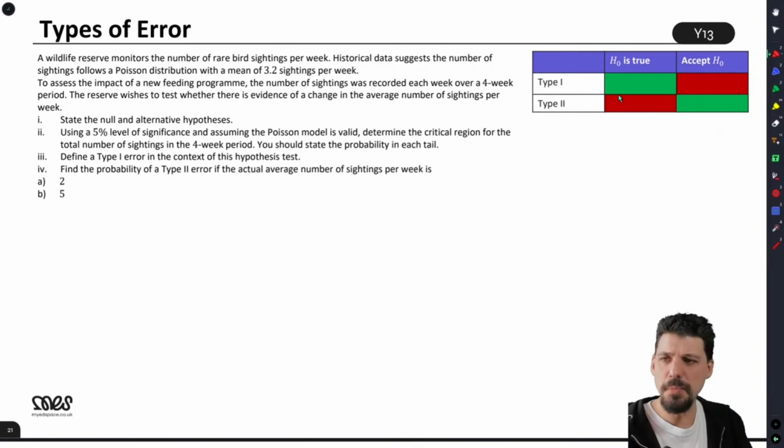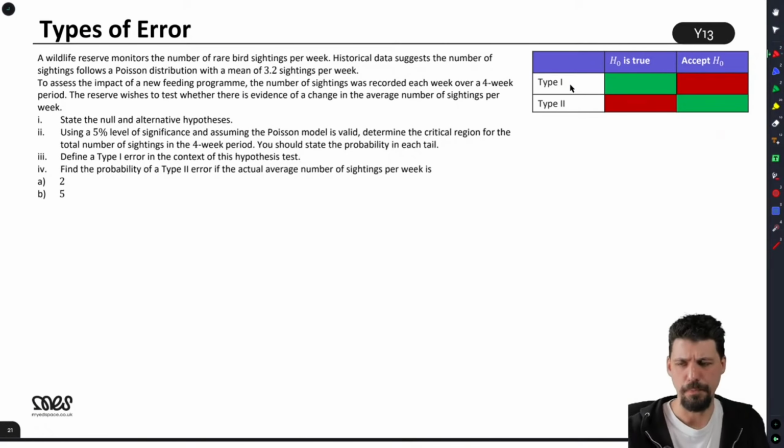Right, types of errors. This is my table for the type of error. So we've spoken about a type 1 error. A type 1 error is when H0 is true, and if H0 is true, we should accept it, but we don't. All right, so H1 is true and we reject it. It's essentially the significance level. All right.